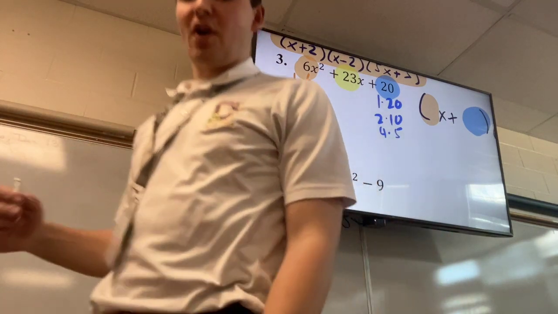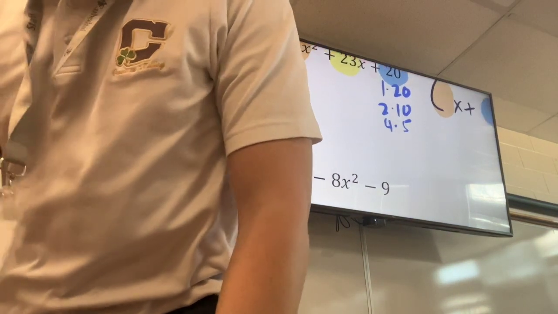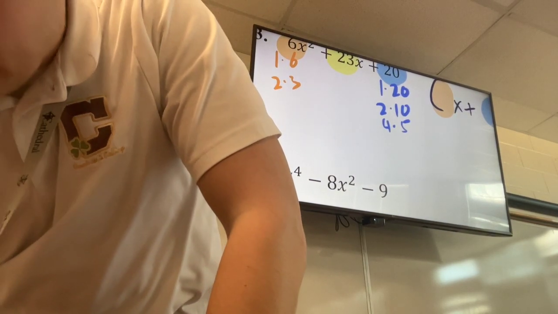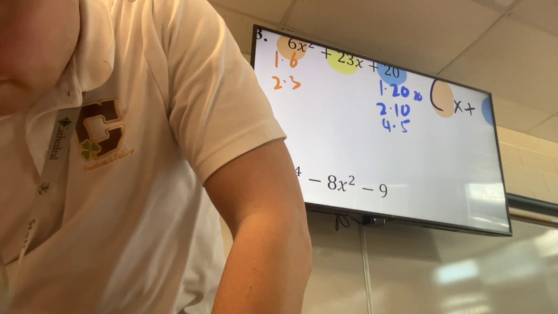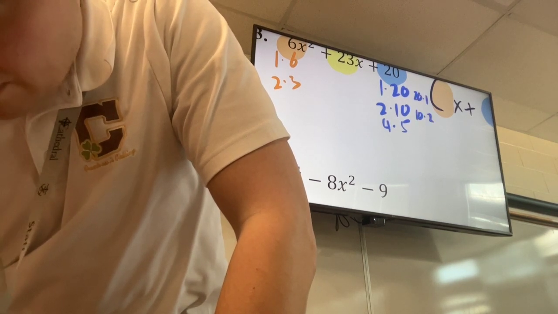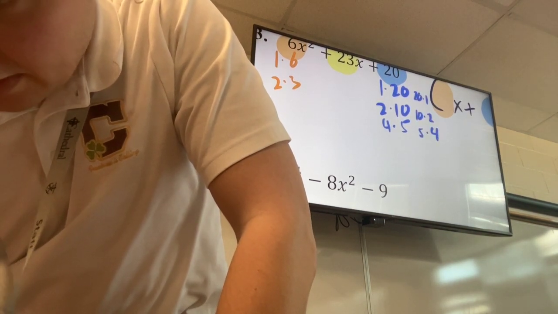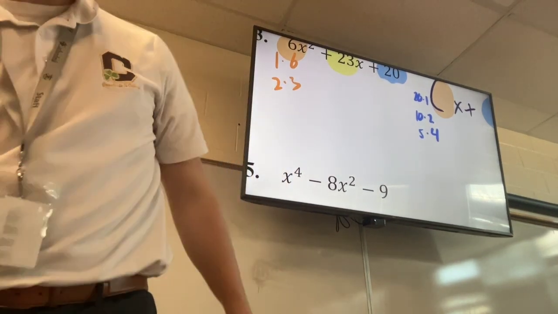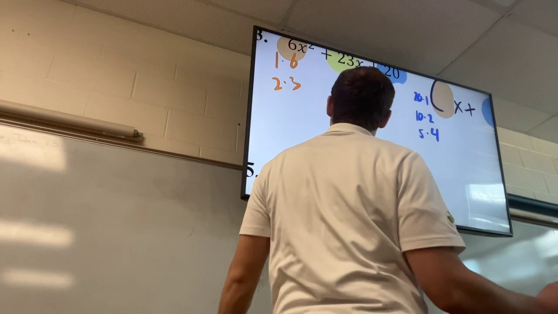What do I do when I go through all of my possible combinations and nothing works? I got to flip just the blue side. So I'm going to write this as 20 times 1, 10 times 2, and 5 times 4, and then erase. I like to erase what I had. Okay? So what works now?